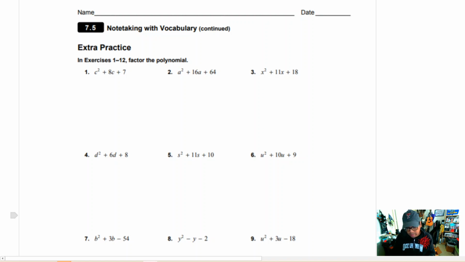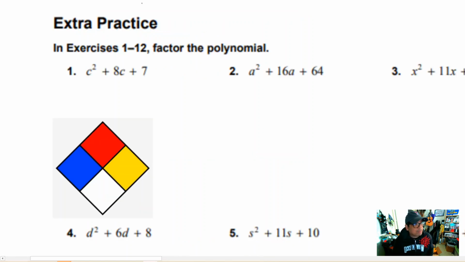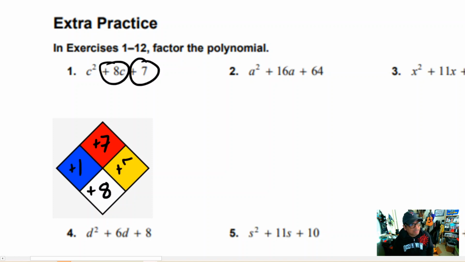Let's get a diamond there for number 1. Let's practice putting the numbers in. I know that positive 7 goes up here, positive 8 goes over here. So I need to think of two numbers that multiply to make 7 and add to make 8. Okay, and that is going to be plus 1 and plus 7. So we've got, oh no, it's not x, it's c. c plus 1 and c plus 7. Okay, that's how that works.